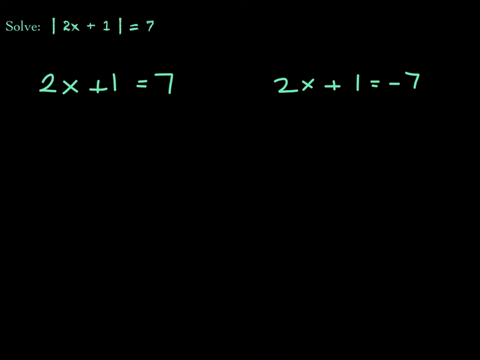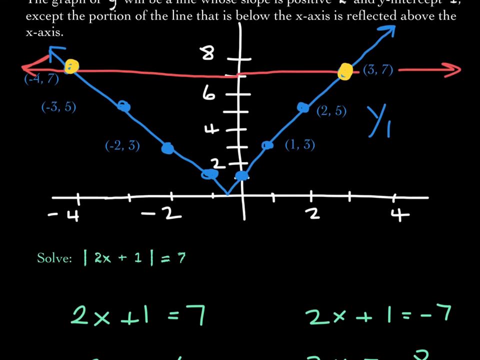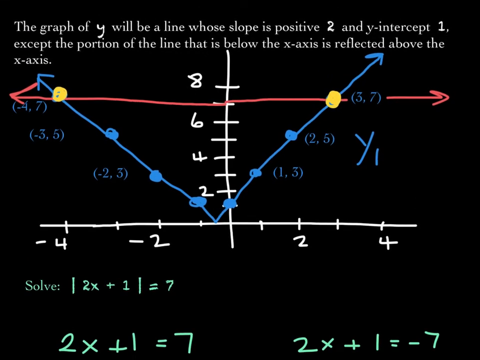Now we just need to solve each one of these separately. So subtract 1 from both sides, divide both sides by 2. Over here, subtract 1, divide by 2. Look at this, folks. You have your two solutions, 3 and -4. These are the two x values that satisfy this absolute value equation. Now listen, we found those two same x values up here, but using a graphical approach, right? Look at these x values, 3 and -4.